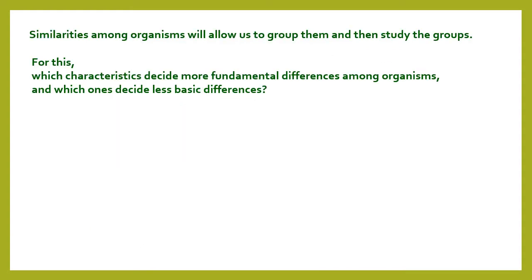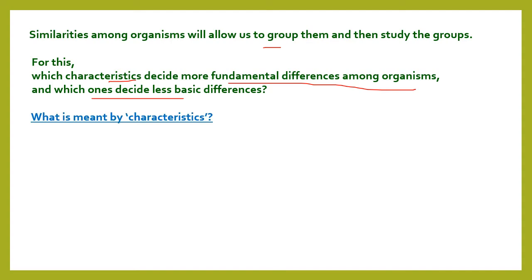Similarities among organisms will allow us to group them and then study those groups. For this, which characteristics decide more fundamental differences among the organisms and which decide less basic differences? If this is clear to us, it will be very easy to keep the organisms in the same group or in different groups. But the question is, what are characteristics? Let me answer this question.